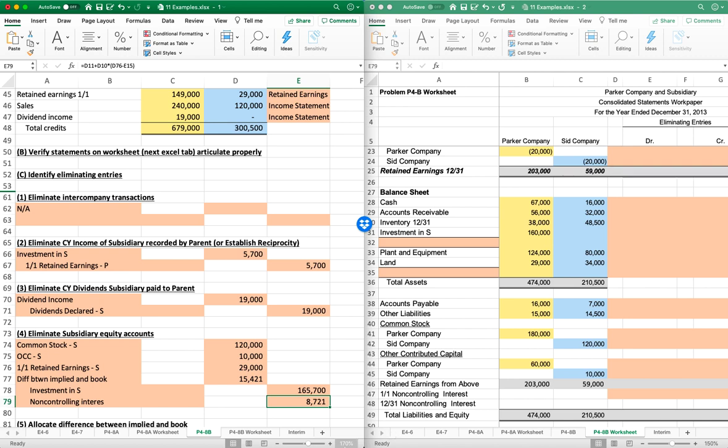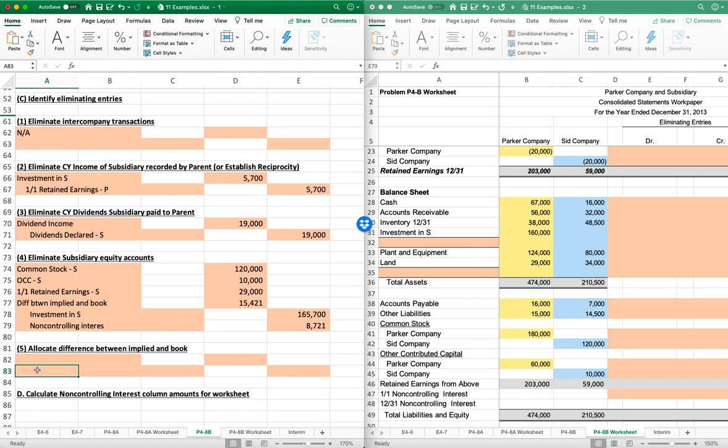Now, if you're paying really close attention, you might have noticed that this amount right here that we added to our investment in S is the exact same amount that we added to investment in S in our entry to establish reciprocity. That's not a coincidence. That's one of the reasons that we do this entry. We gross up investment in S so that when we make this entry, it will fully eliminate our investment in S.